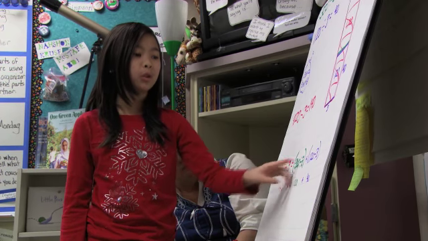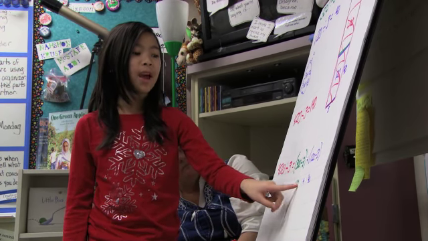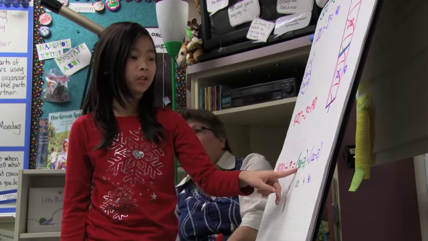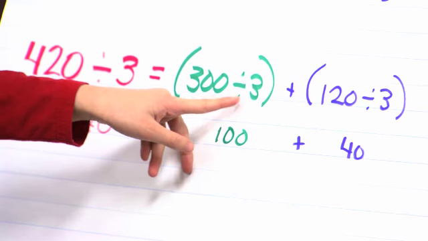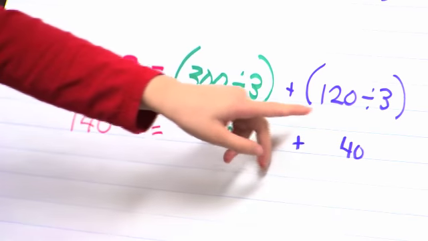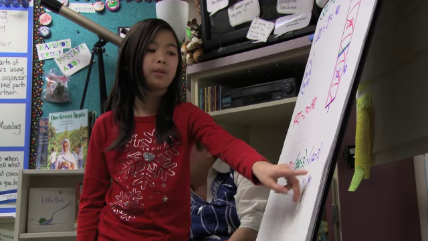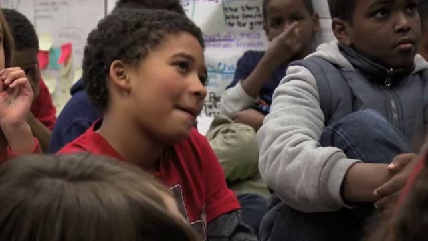We do the problem, then we add the answers. They do try to explain it in different ways, because if their first way didn't work, they've got to think of a different way to explain it. So they become teachers to each other. Because 300 divided by 3 equals 100, and 120 divided by 3 equals 40, and we just add the answers.